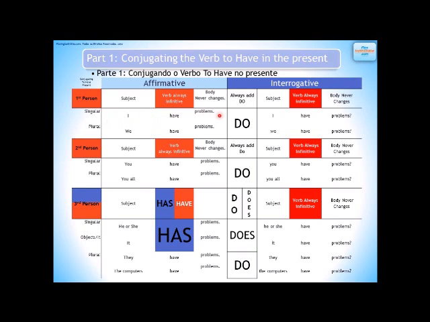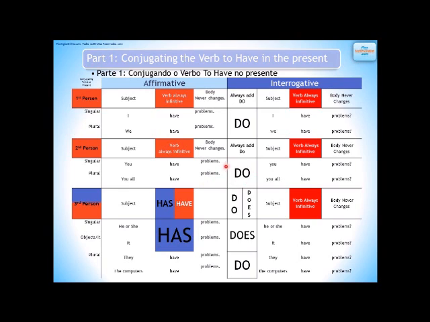I have problems. The verb always in the infinitive. Plural, we have problems. When asking a question in interrogative form, then we have, do I have problems? Or in the plural, do we have problems? If we move to the second person, it stays the same. The verb is always in the infinitive. So, you have problems. In the plural, you have problems, or you all have problems.